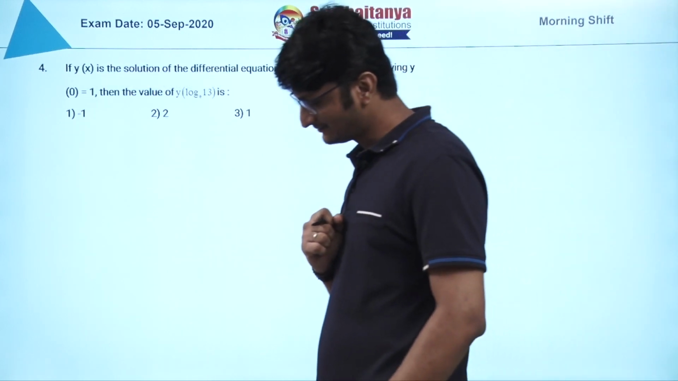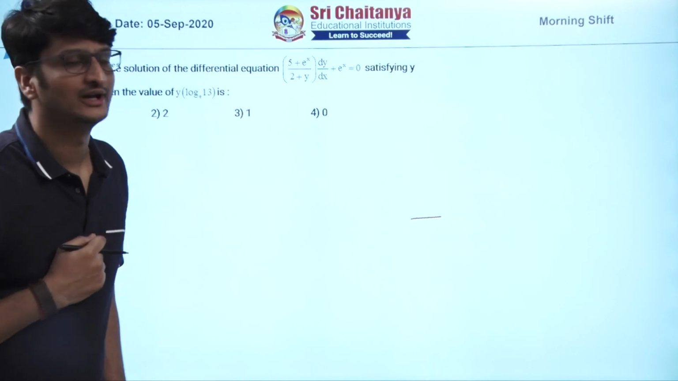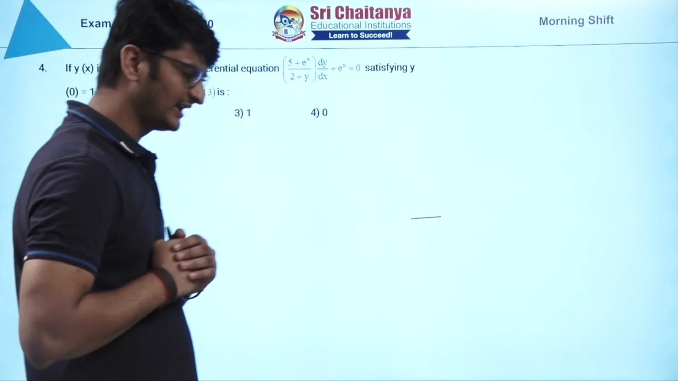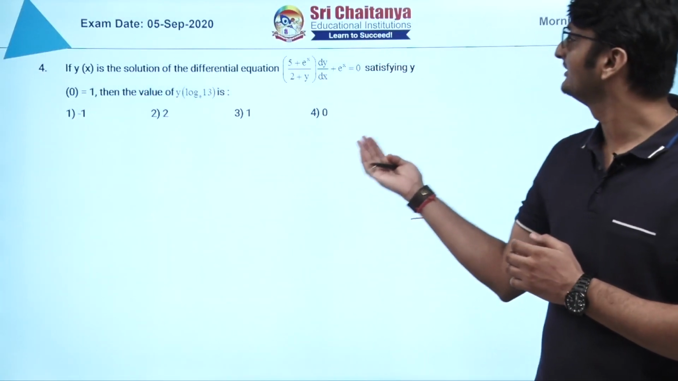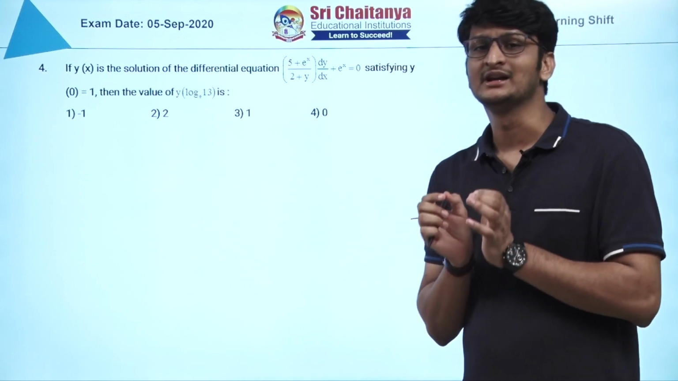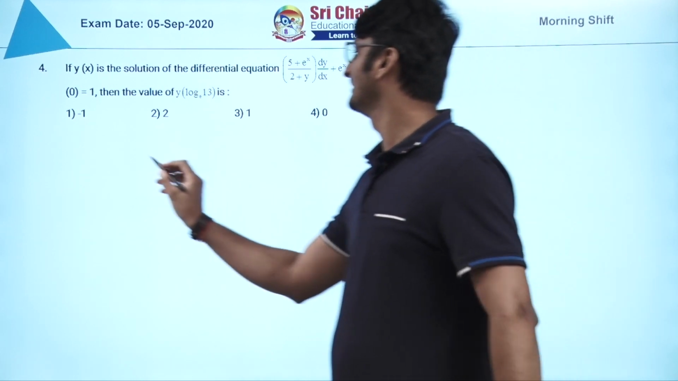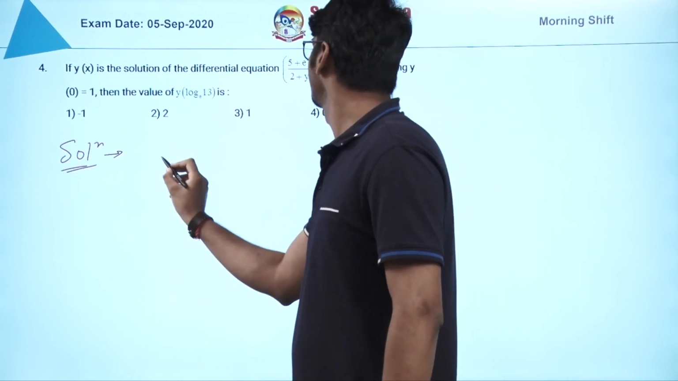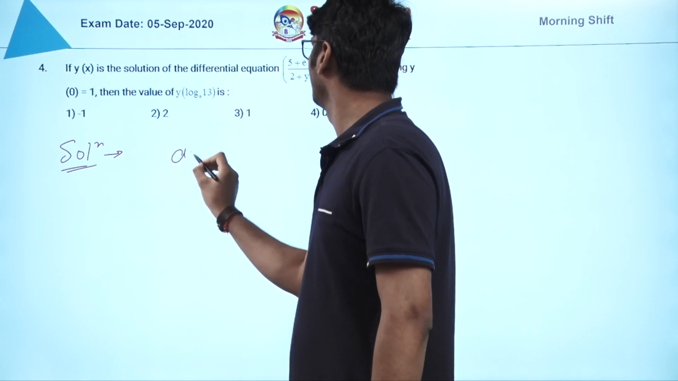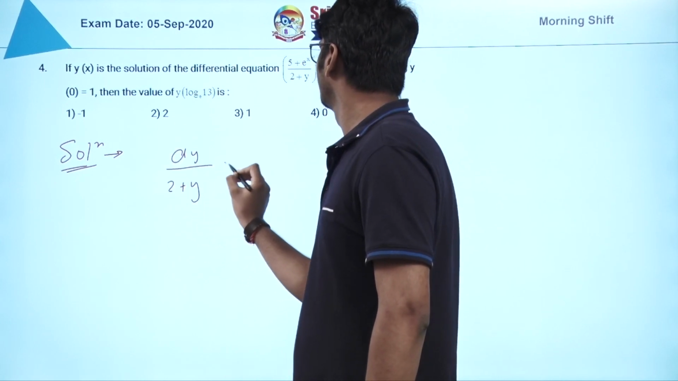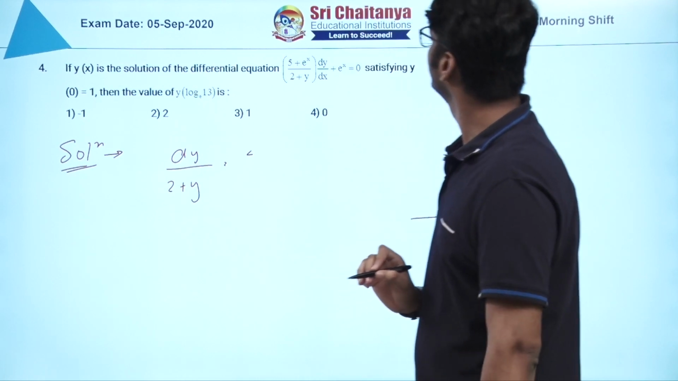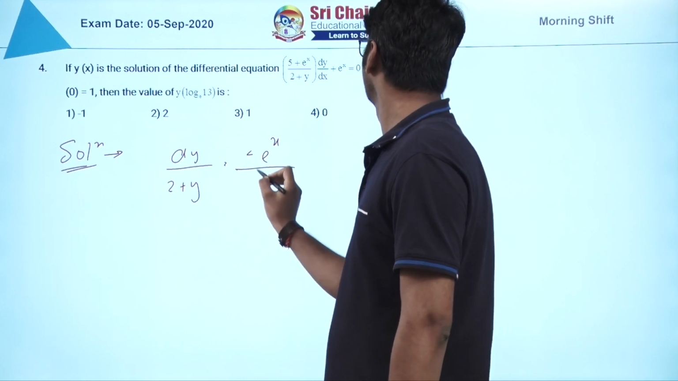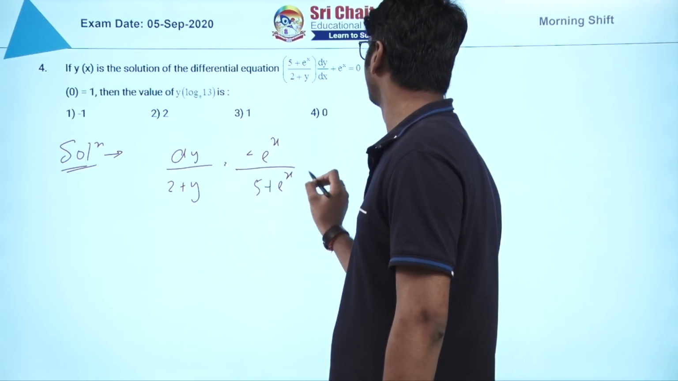This question is again a favorite topic, a favorite chapter of the students, that is differential equation. We have to solve this differential equation. We have several methods. If you observe this, this equation can be solved by using the first method itself, that is variable separable. The variables are separated easily. It is nothing but dy by 2 plus y, and let's write down all the terms involving x on the right hand side: minus e to the power x by 5 plus e to the power x.